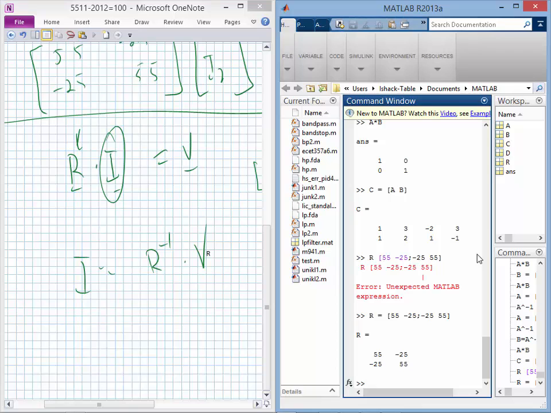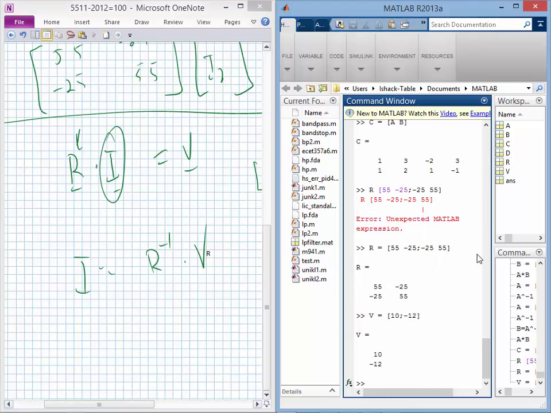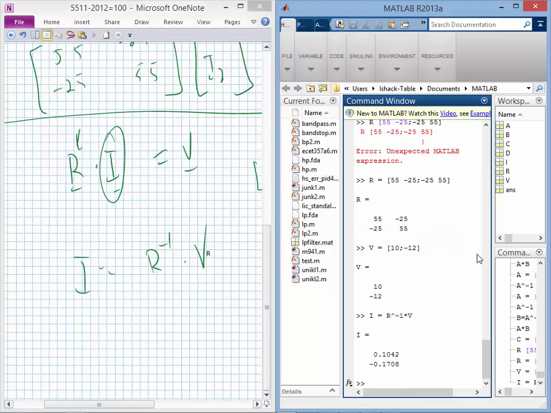So R is equal to that. V in this particular case is equal to 10 comma minus 12. So I is going to be equal to R raised to the negative 1 times V. So those are my two currents.